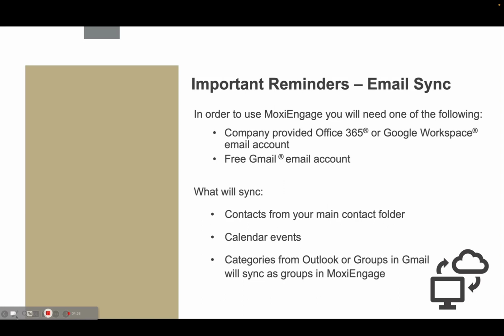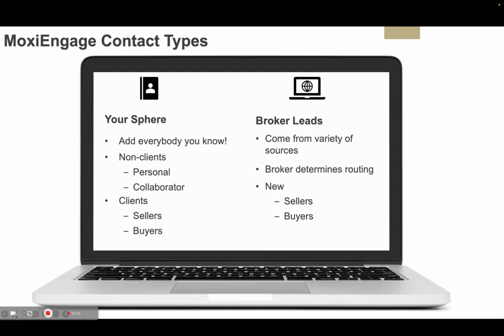If contacts from the synced email are not in the main folder of the email, they will not migrate to MoxiEngage. Once your contacts sync, within MoxiEngage you'll have a list of people to start with. Then, going forward, continue to add everyone you know. These can be non-clients, such as personal contacts or vendors and business associates, or they can be buyer and seller clients. And there are broker leads which come from a variety of sources, the internet, walk-ins, etc. Your broker has routing rules in place for offering those leads.